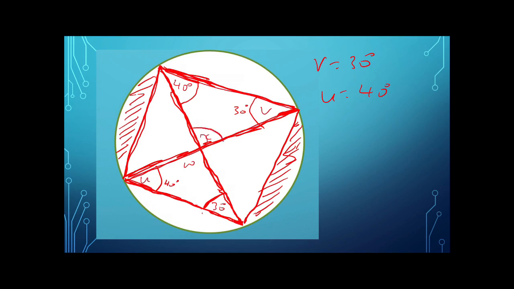Okay, in order to find x, we can just use the triangle. Angles in a triangle add up to 180. We've got the 40 and the 30, which is 70. So x is going to be 110 degrees. And in a similar vein, for w, we've got 30 and 40. And so w again is 110 degrees. And we could have used the fact that these two angles are vertically opposite as well.